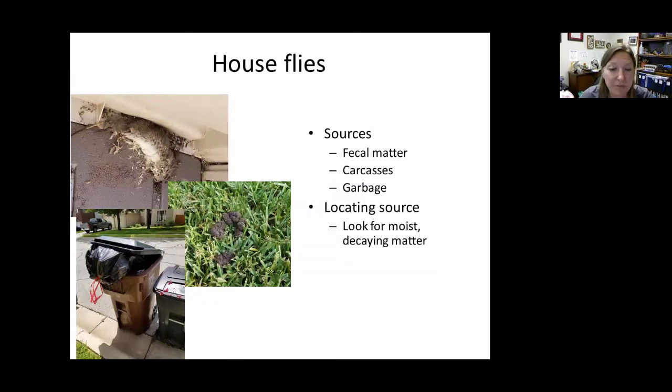Sources here are going to be fecal material. We also have carcasses, garbage. Again, we're looking for that organic matter that the flies are going to lay eggs in, and that is what the maggots are going to be feeding on. So it's very important to look for that moist, decaying source of food for those maggots.